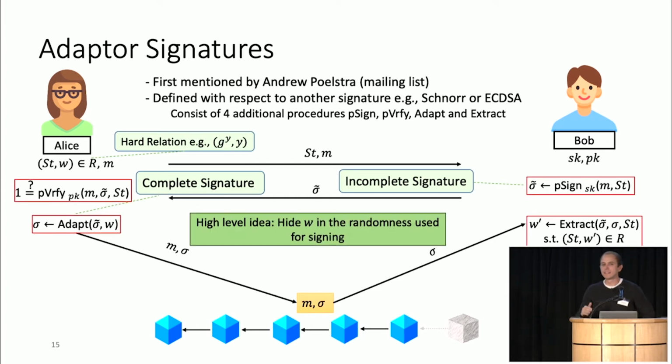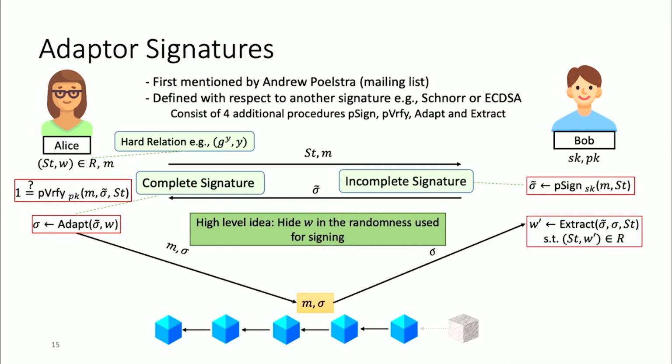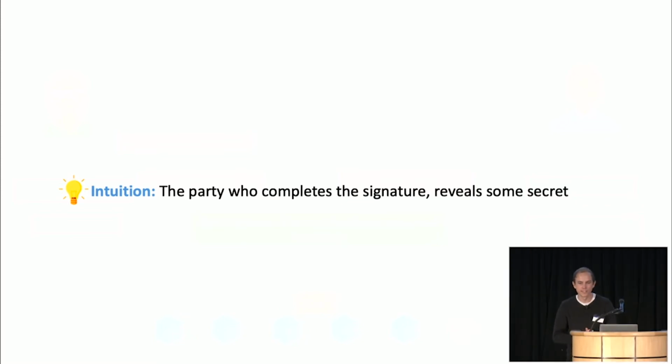And basically the high-level idea on how this works on a technical level is that we hide the witness within the randomness that is used for signing. But maybe to give you an intuition on how we use adapter signatures in generalized channels: we want to have this property that the party who completes the signature and also then posts the transaction necessarily reveals some sort of secret. So this is kind of the main thing that we use it for in this work.